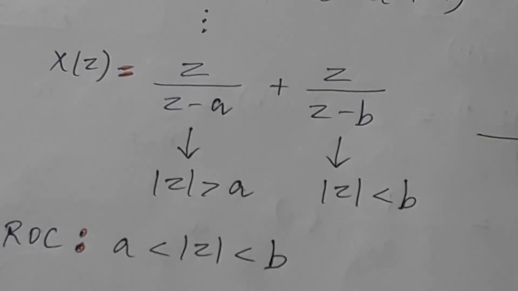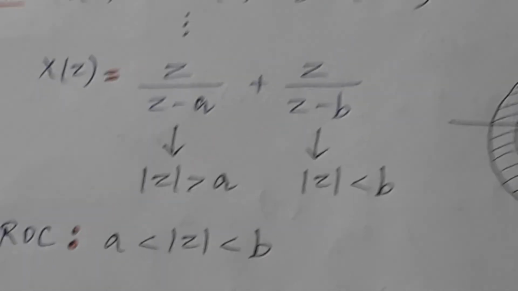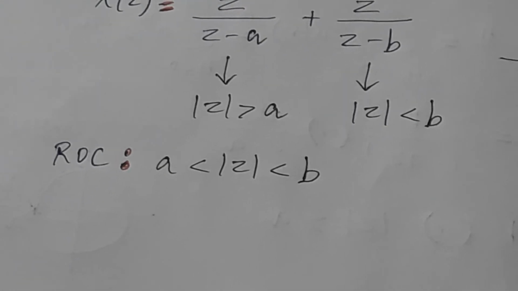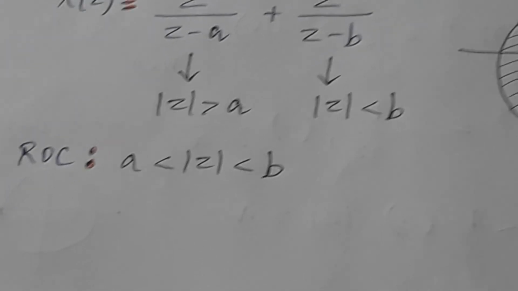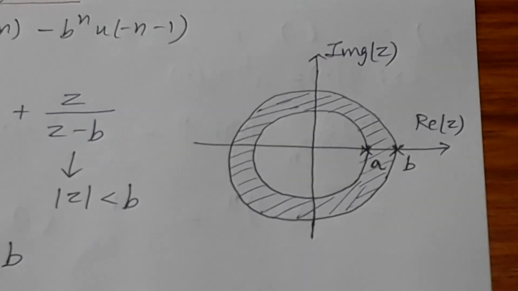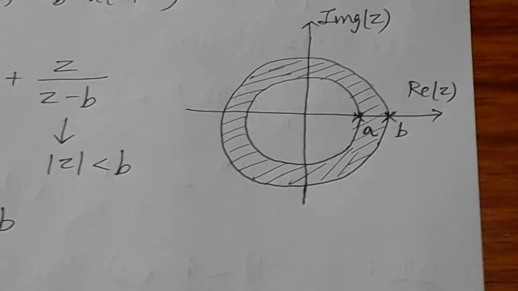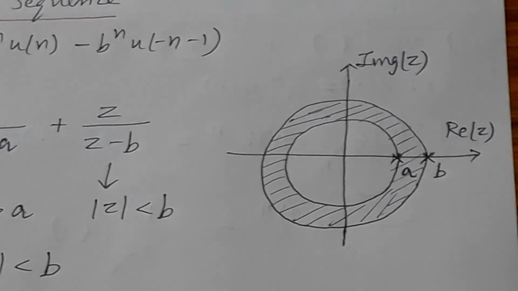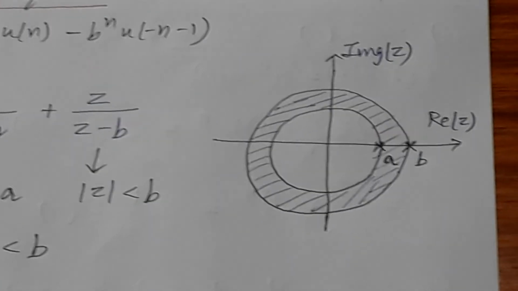So for the first term it is mod z greater than a, for the second term mod z less than b. When we combine this, you will get modulus of z greater than a and modulus of z less than b. The ROC is between a and b. Since we have two signals, here we have two circles, two functions. One is greater than a, another is less than b. Clear? This is the ROC for this two-sided sequence. A very important problem, the last subdivision. Just work it out and see.